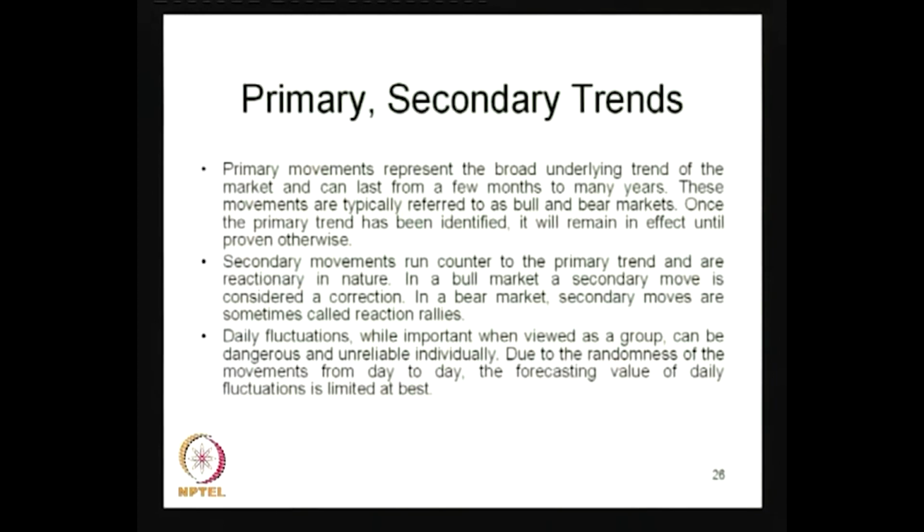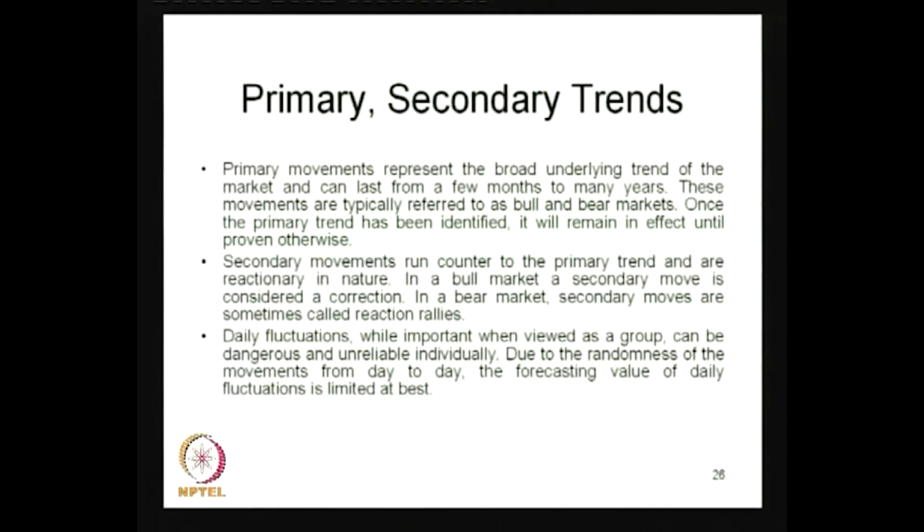So, the primary movements, according to Dow, represent the broad underlying trend of the market and can last from a few months to many years. These movements are typically referred to as bull or bear markets. Once the primary trend has been identified, it will remain in effect until proven otherwise.